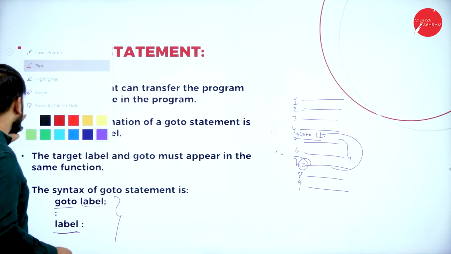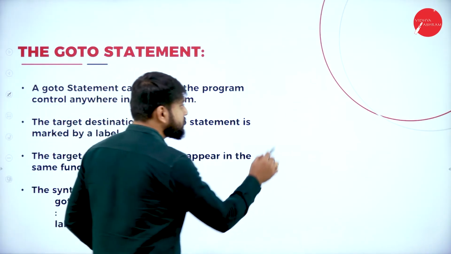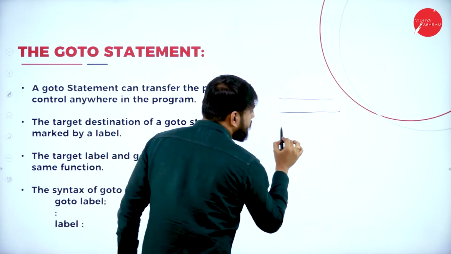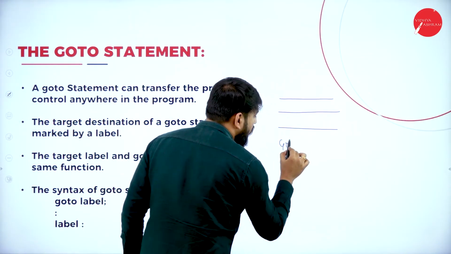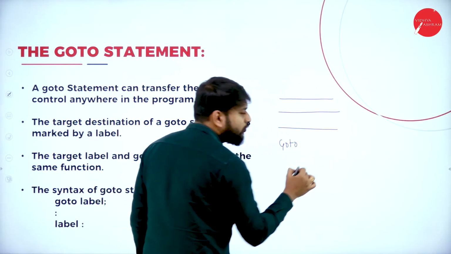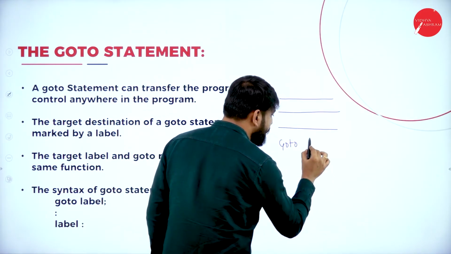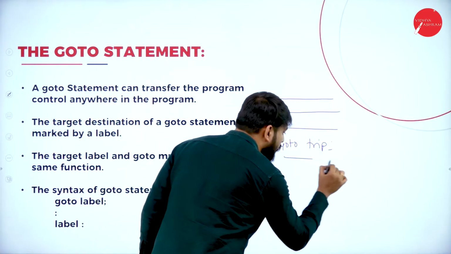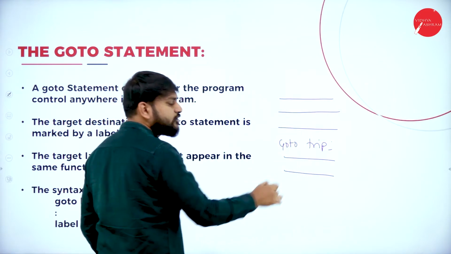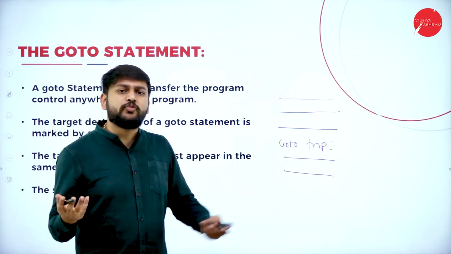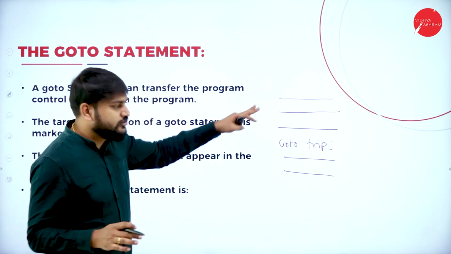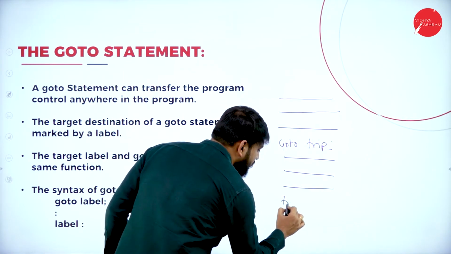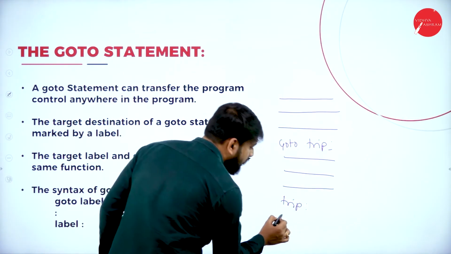Let me explain one more time for all of you. Listen here. I have the first line, the second line, the third line. Now for the fourth line, what I will write is go to. Let's imagine go to trip, semicolon. After this, I have one more line. Lines in the sense the program code. Instead of writing the code, I'm just writing the line. So I have one more line. I have trip here; I've written trip colon.